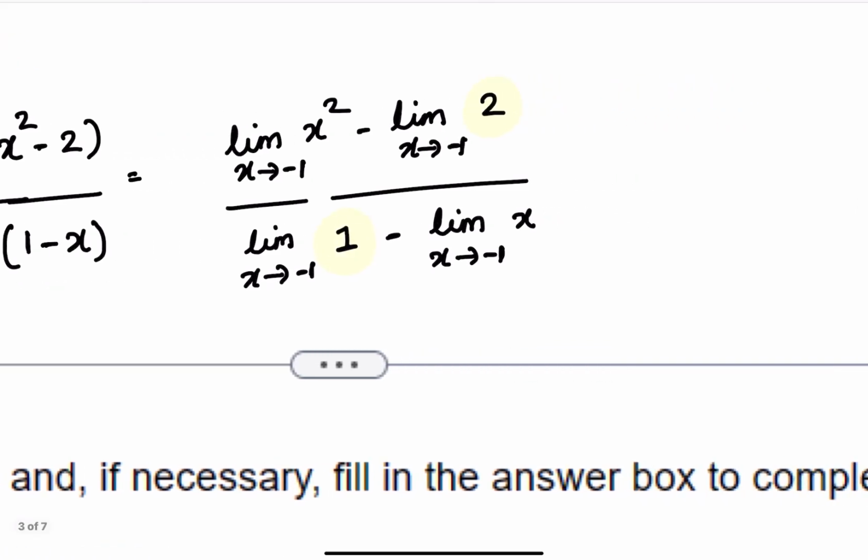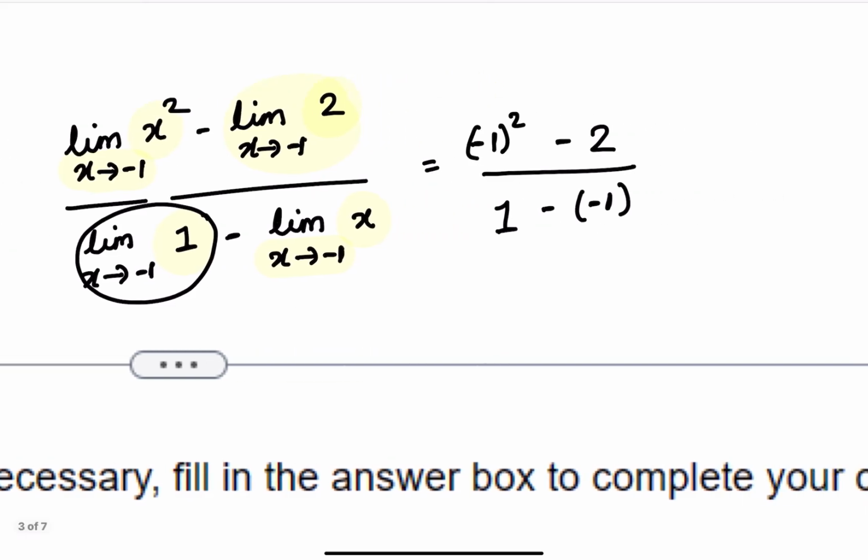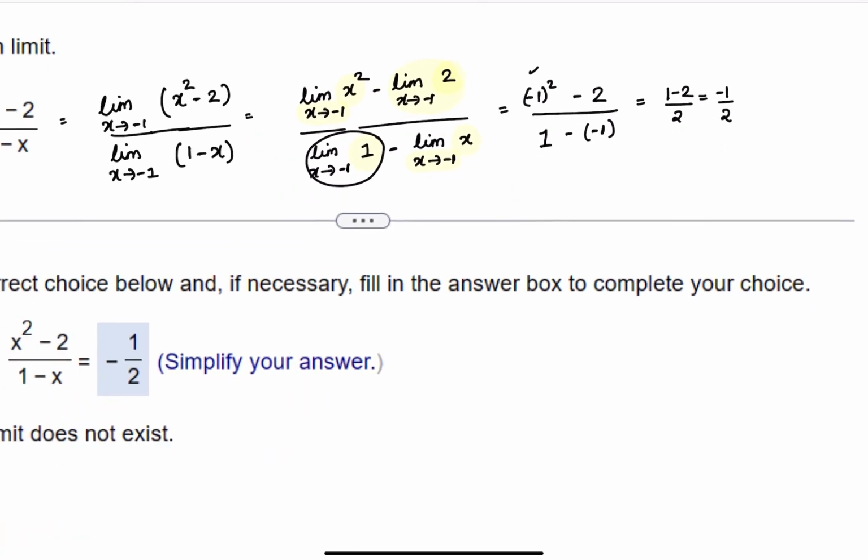So what I'm going to do is rewrite this one. As you know, this whole thing is a 1 minus limit x goes to -1 of x, which is again -1. Be careful with your signs. This whole thing is 2, so this is -2. Limit x goes to -1 of x squared is nothing but -1 squared. When I simplify this, 1 minus 2 over 2 is -1 over 2. Final answer.